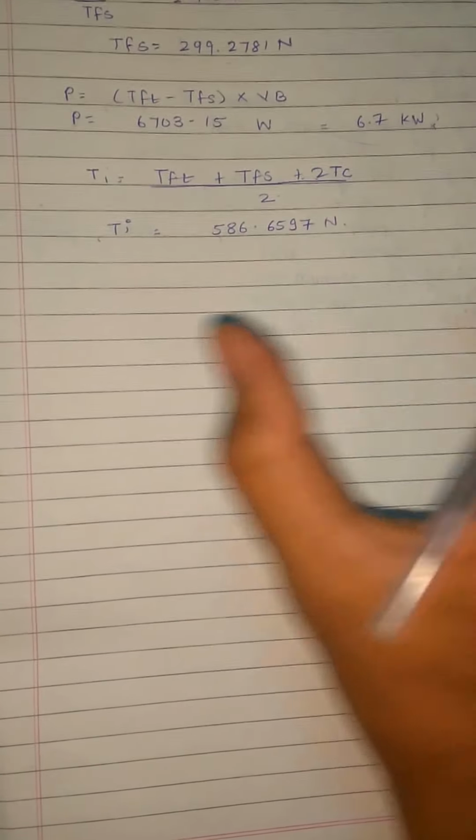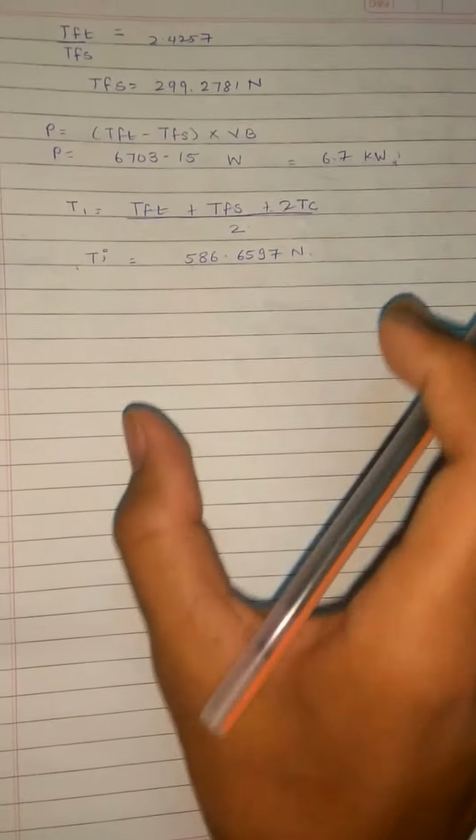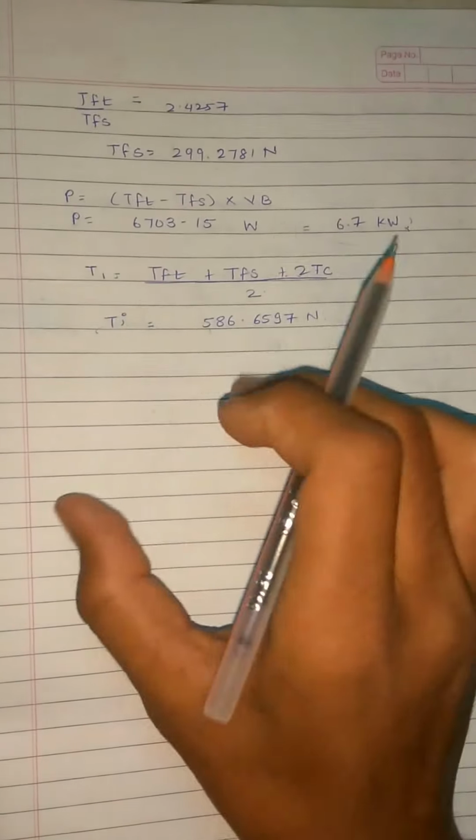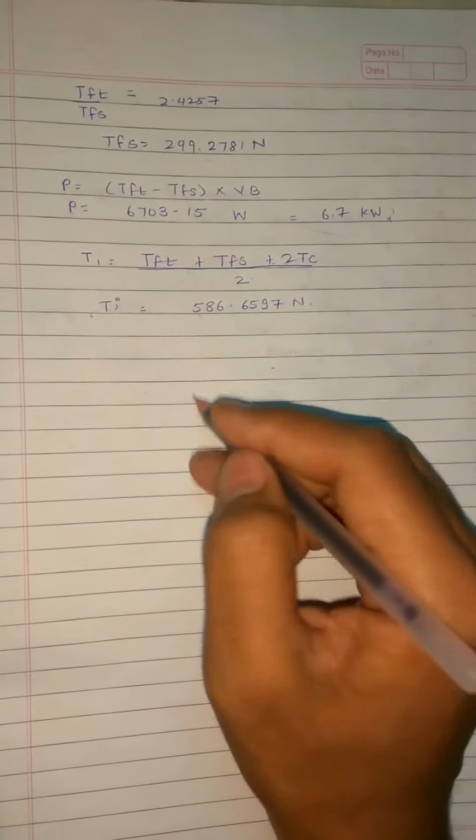This was a numerical where both the pulleys were different. We had to find out the governing factor and then design the system accordingly. Let's see the next numerical in which both the pulleys are of V type and we have to find out the number of belts.